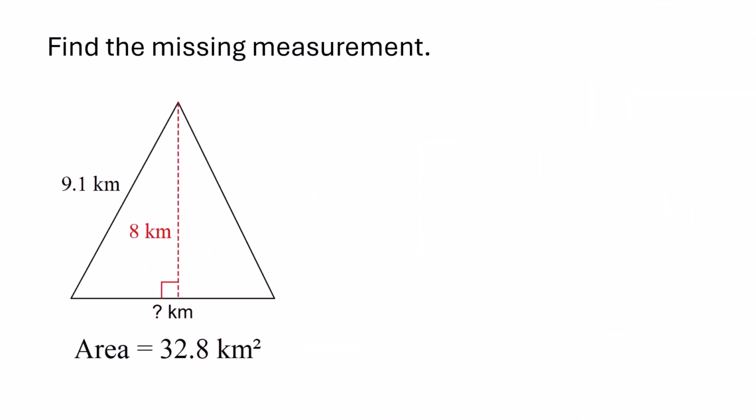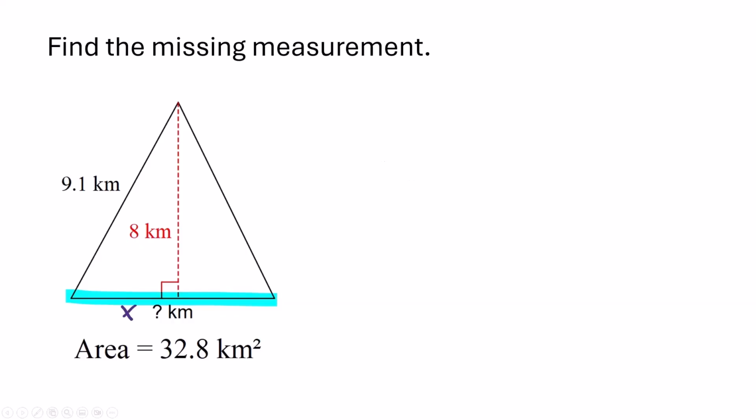You may have done something like this before, but you probably will do this in high school. Find the missing measurement. In this problem, they're telling you what the answer is. They've already calculated the area, they're giving you a side length, and they're giving you a height. And they want you to find this piece down here. Well, that's the base of the triangle.